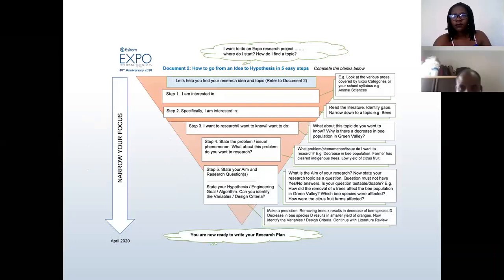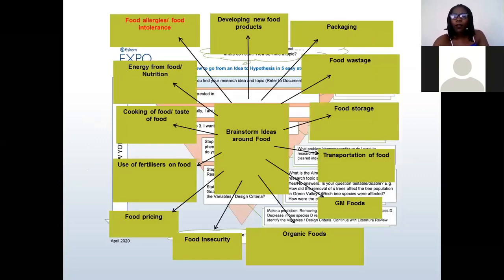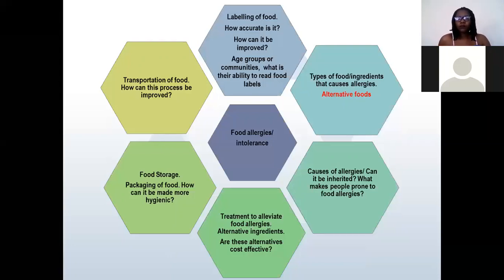It was already mentioned that document 2 can be applied to any type of project. I will still use the example of food, starting with a mind map where you basically brainstorm ideas around food, and after you have those ideas, looking at food allergies, etc., narrow it further down to a particular document. This slide will focus on alternative ingredients, but I will also later look at transportation of food.